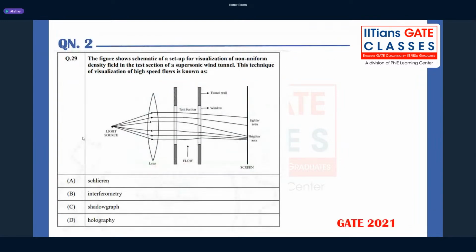The figure shows the schematic of a setup for visualization of non-uniform density field in the test section of the supersonic wind tunnel. This technique of visualization of the high-speed flow is known as. Which technique are they referring to here, or the schematic is showing? It's option C again, right? It's the shadowgraph technique.